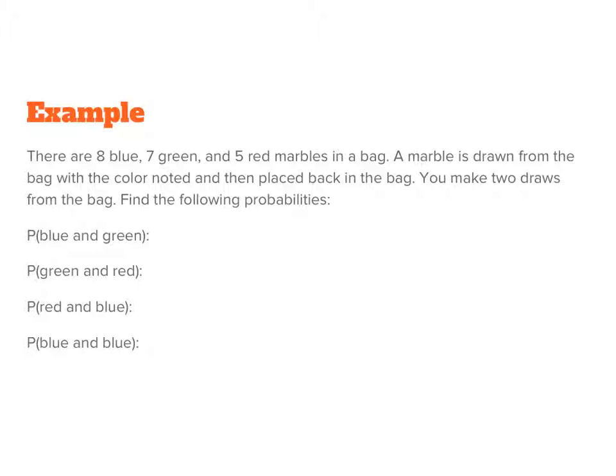So for our next example, there are 8 blue, 7 green, and 5 red marbles in a bag. A marble is drawn from the bag and the color noted and then placed back in the bag. We're going to draw twice from that bag. So we're going to find the following probabilities. We're going to find the probability of drawing a blue and then a green one. Okay, so in order to do this, we need the probability of blue times the probability of green.